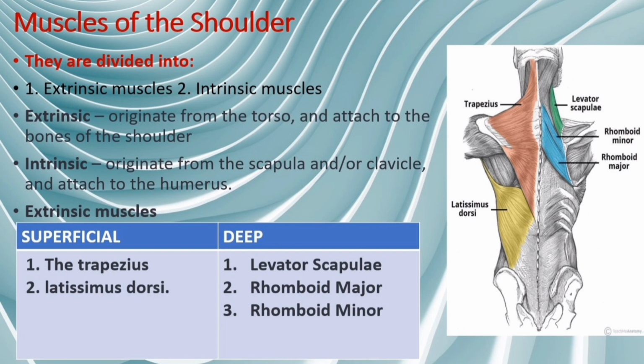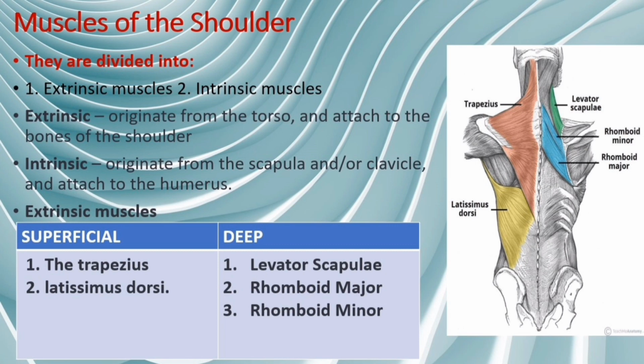Note: there are other muscles that act on the shoulder joint, the muscles of the pectoral region, and the upper arm. In this video, we shall look at the anatomy of the extrinsic muscles of the shoulder, their attachments, innervation, and actions. The extrinsic muscles of the shoulder originate from the trunk, and attach to the bones of the shoulder, the clavicle, scapula, or humerus. They are located in the back, and are also known as the superficial back muscles. The muscles are organized into two layers, a superficial layer and a deep layer.